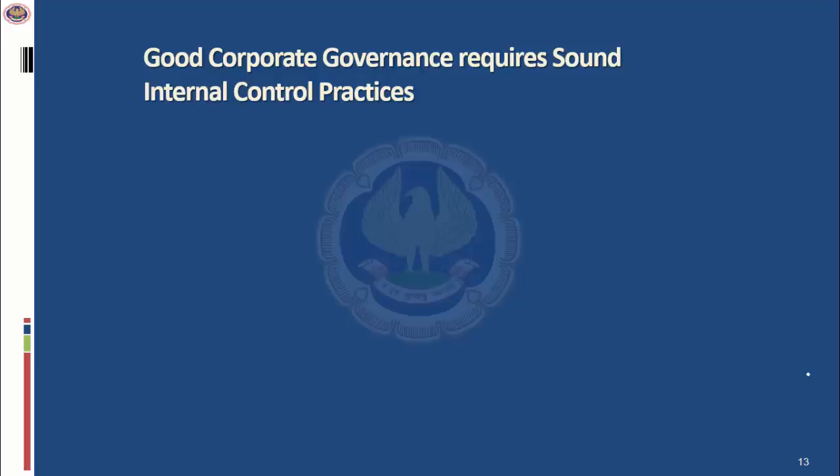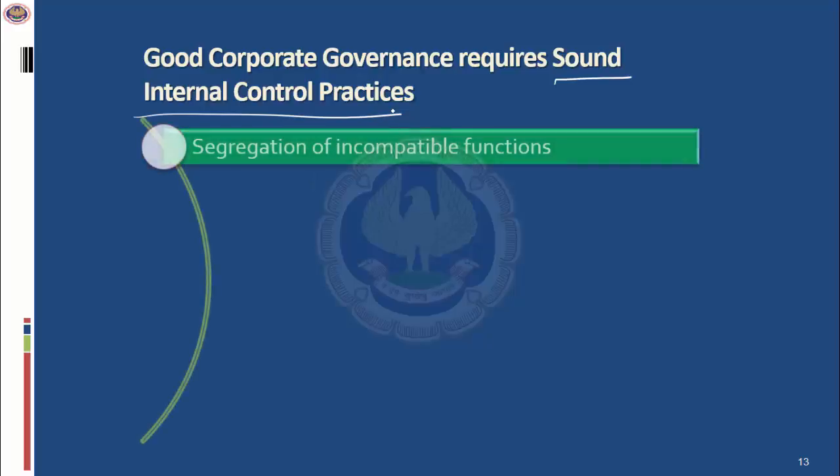Let's look at what are the key requirements of good corporate governance. You need to have sound internal control practices. The bedrock of good corporate governance is to ensure sound internal control practices. What does it include? So there has to be segregation of incompatible functions. There have been many frauds which have been committed because of incompatible functions.